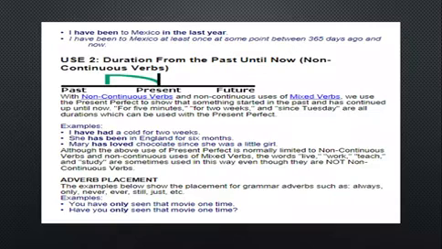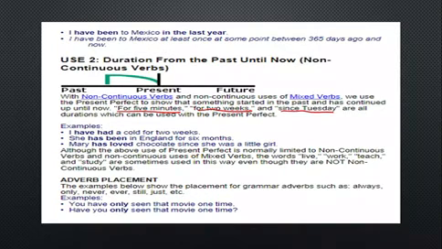Use to, duration from the past until now. Non-continuous verbs, okay? With non-continuous verbs and non-continuous uses of mixed verbs, we use the present perfect to show that something started in the past and has continued up until now. For 5 minutes, for 2 weeks, and since Tuesday. And it's those expressions that are important. All durations can be used with the present perfect.